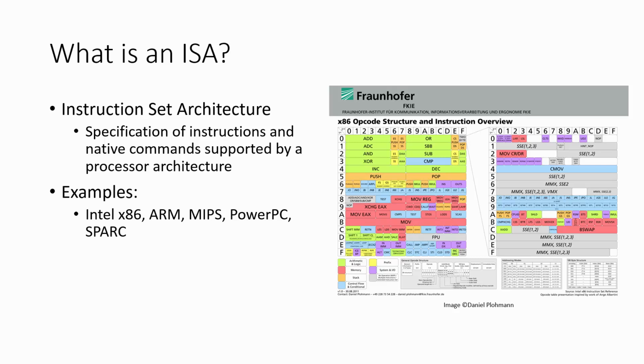There are multiple examples of ISAs. Intel x86 is by far one of the most popular ISAs for personal computers. In mobile PCs, ARM is quite popular. And then there are other architectures that are popular in niche areas, such as MIPS, PowerPC, and SPARC.